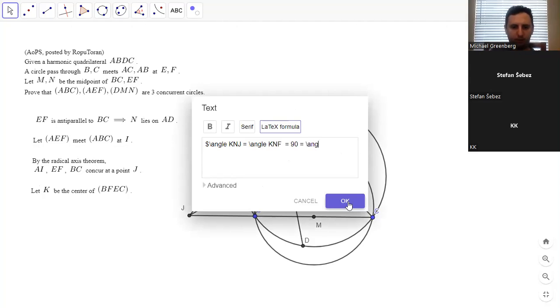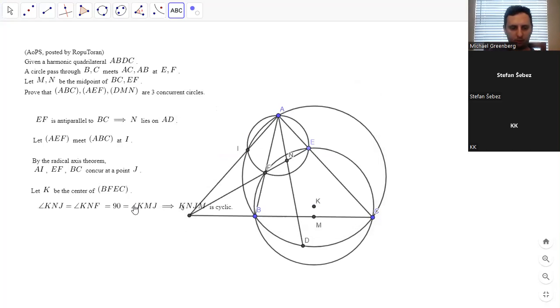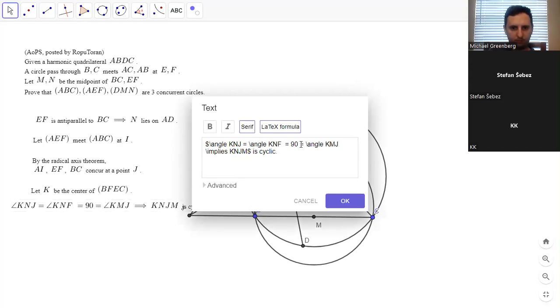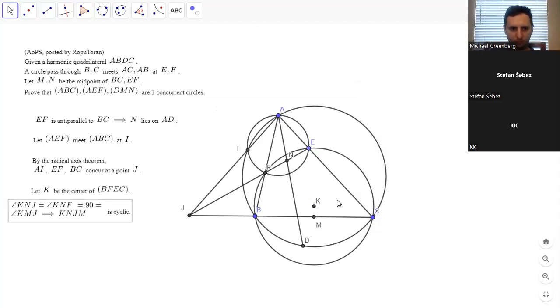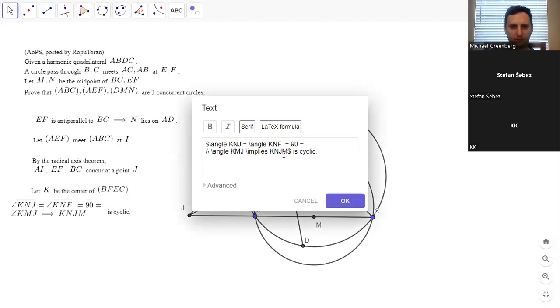And that's obviously equal to angle KMJ. And that means that KNJM is cyclic. And doesn't look too good. Let's do it like this. See if this is any better.